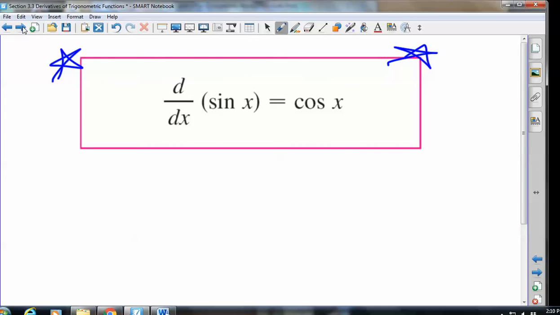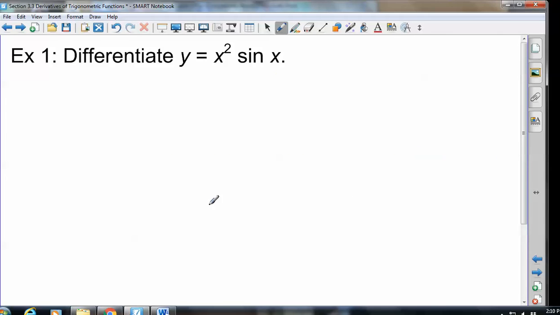Not all problems are going to be on the derivative of sine, it's going to be different on it. Okay, so using that, let's see if we could do this one. So if I ask you to do this derivative, what rule am I going to have to use? Product rule.